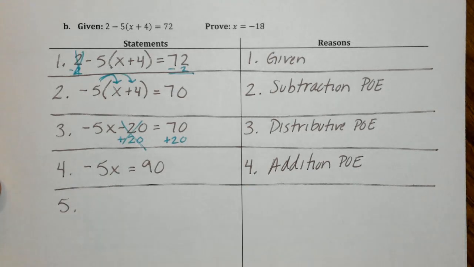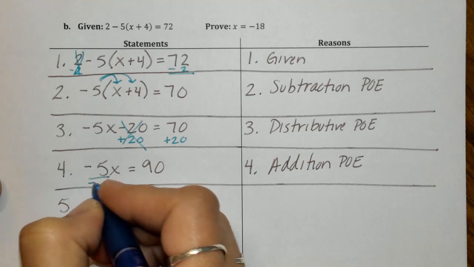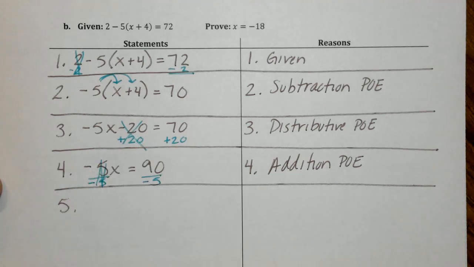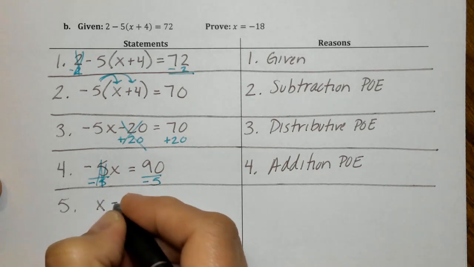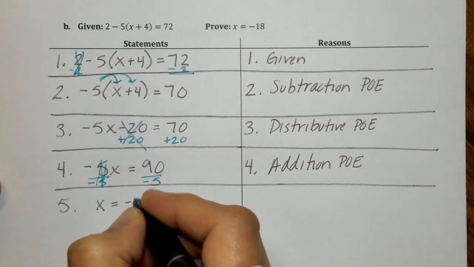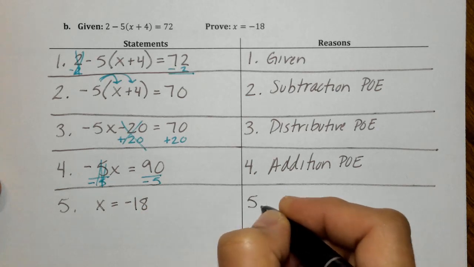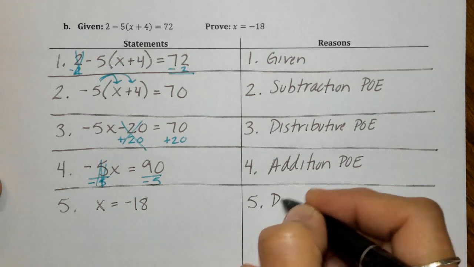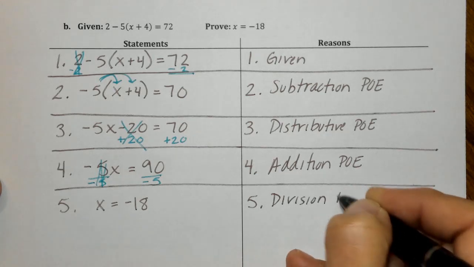Next, I need to get x by itself. I'm going to divide both sides by negative 5. So these are gone. And x is going to equal negative 18. Why did I write x equals negative 18? What did I just do? I divided by negative 5, so we have our division property.